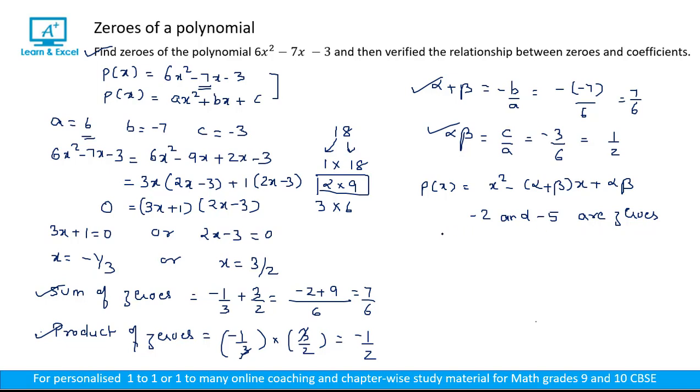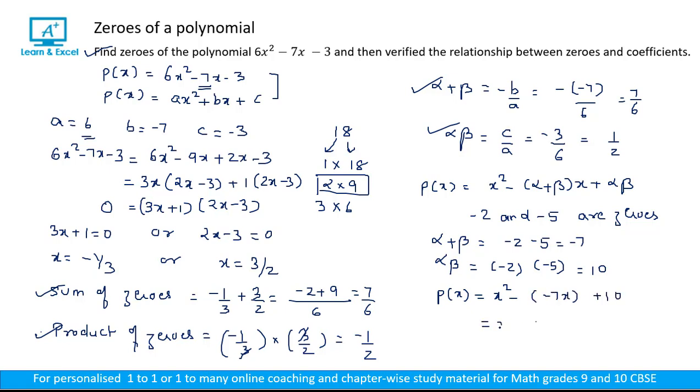So let us first find alpha plus beta, which is equal to -2 minus 5, which is equal to -7. Let us find alpha beta, which is equal to -2 into -5, which is equal to 10. Now we will write this polynomial. So it will be p of x is equal to x square minus of -7x plus 10. This is equal to x square plus 7x plus 10. So if the zeros of the polynomial are given, then we can find the polynomial.